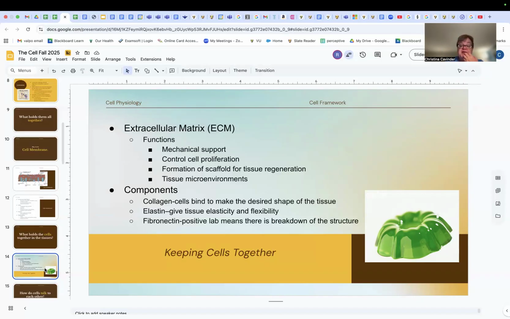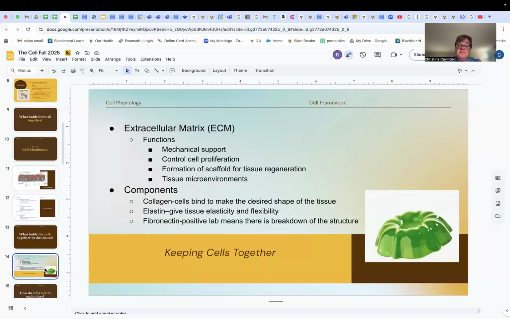And what is it made of? I have Jello down here, but it's not made of Jello. It's made of collagen. Collagen cells bind to the desired shape of the tissue, so if you have something wrong with collagen, it affects your tissues. It has elastin, which gives tissues elasticity and flexibility. If we didn't have elastin, the tissue would rupture or become damaged very easily.